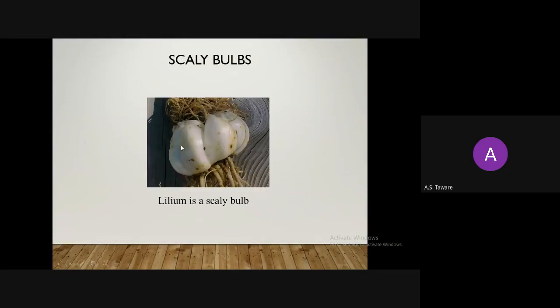See, lily. Have you planted lily bulbs in your garden? When you are planting lily, bulbs are used to plant. So these are known as scaly bulbs. Another good example is the garlic bulb. In garlic, each clove we separate out. When cut in a cross section, we do not get overlapping rings like in onion. So this is again a modification of stem.